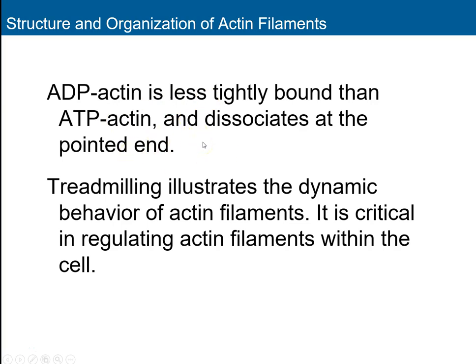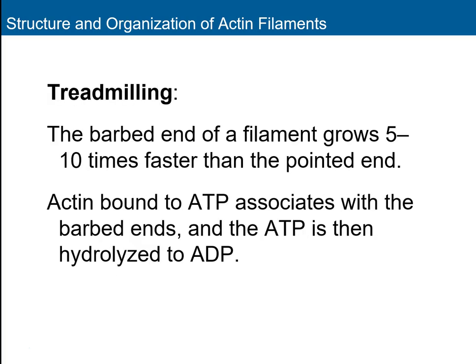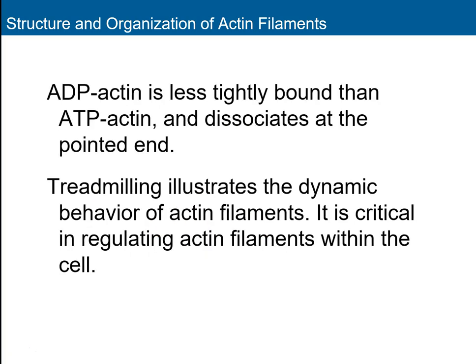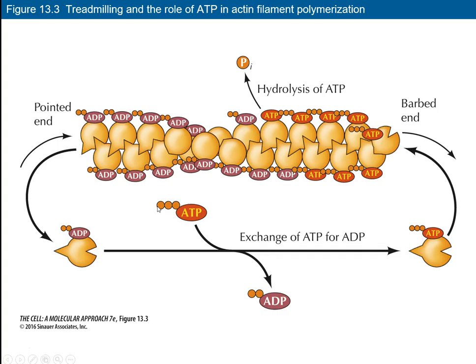So remember, I just told you the barbed end is going to grow a lot faster. Those actin filaments are going to be able to be bound together there, okay? However, if you have that actin bound to ADP, it's less tightly bound, and essentially those actin filaments will fall off, okay? And so again, this is called treadmilling. So let's look at a picture and you'll see why it's called treadmilling, okay? And this all kind of makes sense.